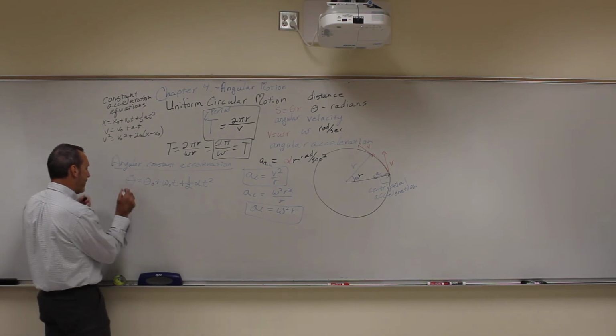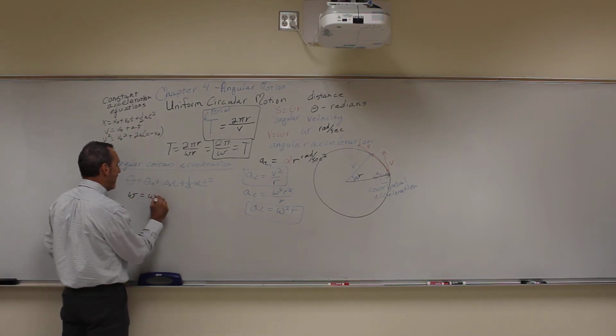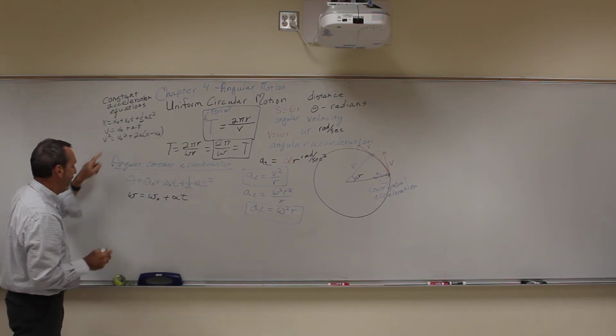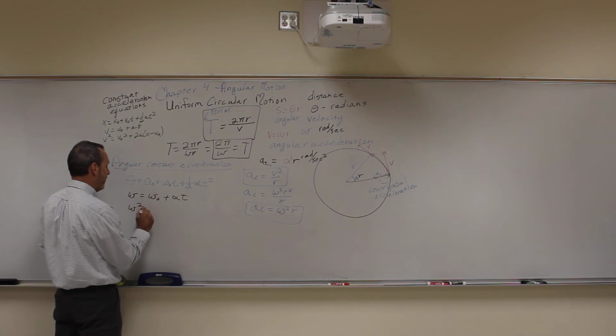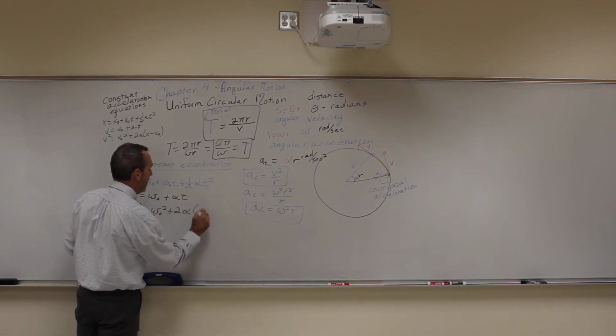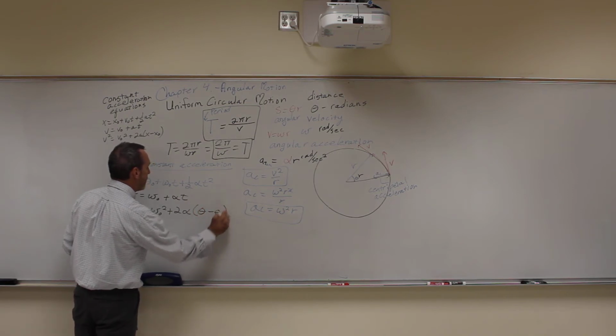Same thing here, but this becomes omega is equal to omega naught plus alpha t. And the last one becomes omega squared is equal to omega naught squared plus 2 alpha times theta minus theta naught.